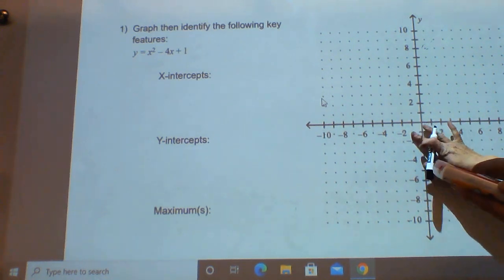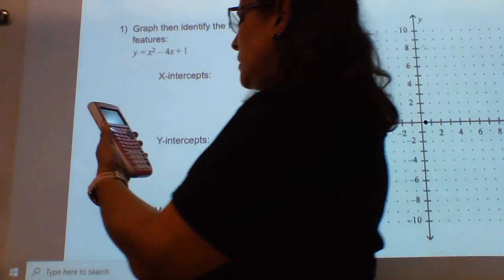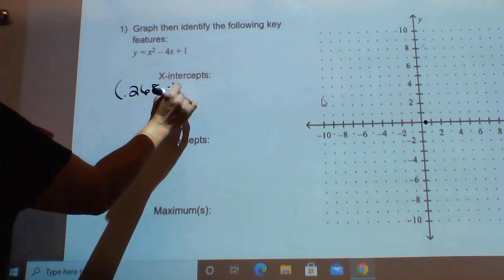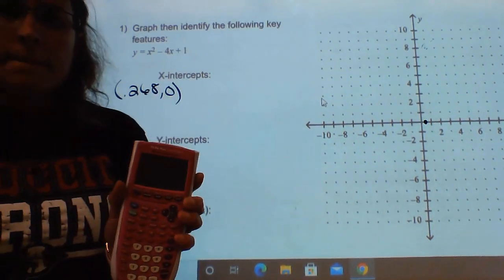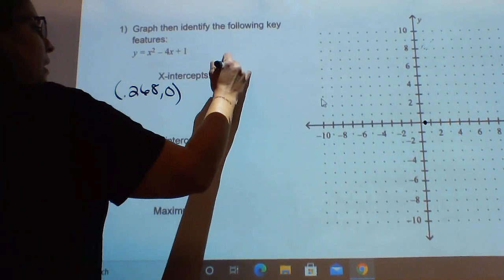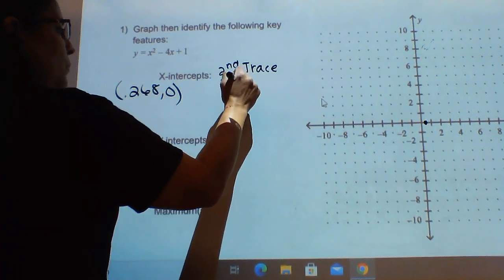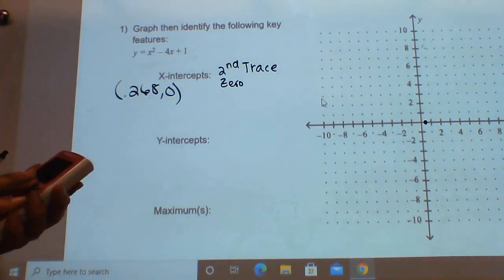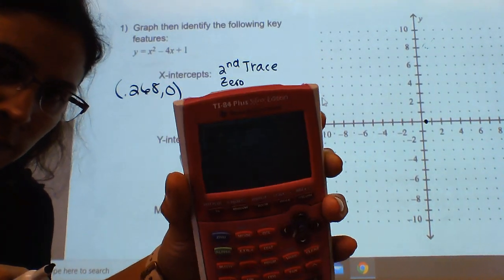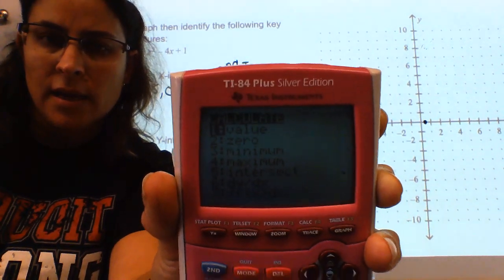Oh, it's not exactly at 0. Sorry, it's a little more than 0 here. It is at 0.268 comma 0. So if you remember from Math 2, how to do this is you're going to hit second, trace, and then 0. When you hit second trace, you get a screen that looks like this. And 0 is the second one down.